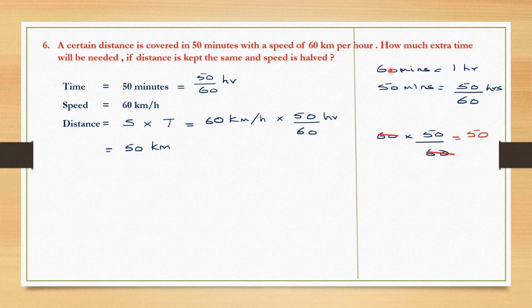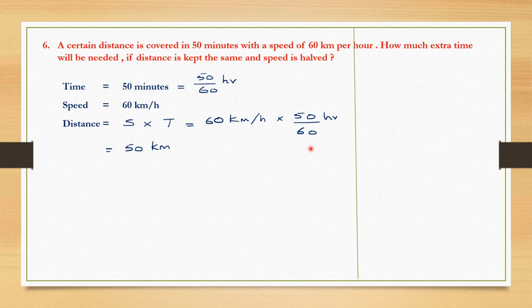Now let's go back to the question. How much extra time will be needed if distance is kept the same? That means distance stays the same and speed is made half. So instead of 60 kilometers per hour, we have to make it half of that. Half of 60 is 30. So now for the second part of the question, let's see what is given to us. We are given speed, because here it says speed is half of this. So half of 60 is 30. So now we know the speed is 30 kilometers per hour.